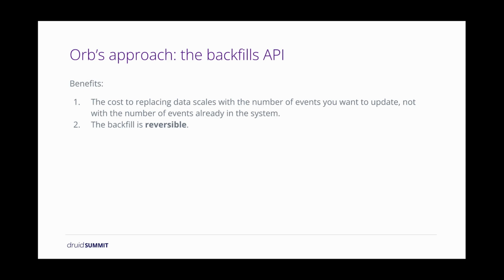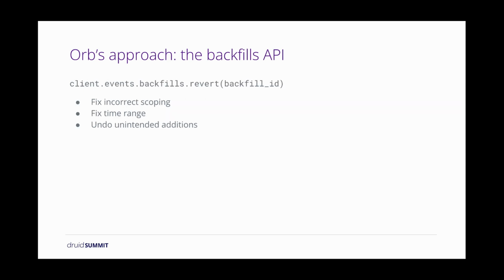The other benefit is that this operation is reversible. I can make a single API call to revert the effects of a backfill. This means that if I accidentally forget to scope the backfill to a single customer, deleting all events for other customers in the day, I can undo it immediately. If I realize the affected time range is actually much narrower than I thought, I can revert the existing backfill and create a new one with a much smaller range. If I accidentally forget to deprecate the existing events, I can revert the backfill to remove any events I incorrectly added.